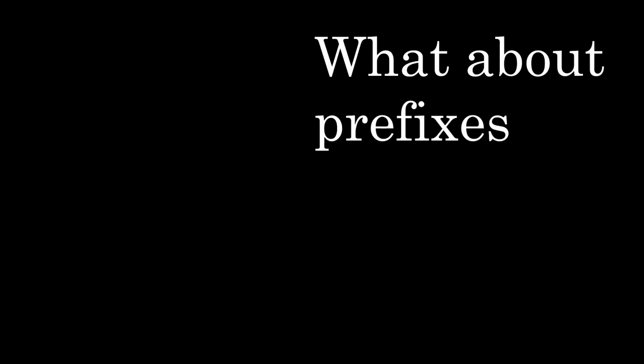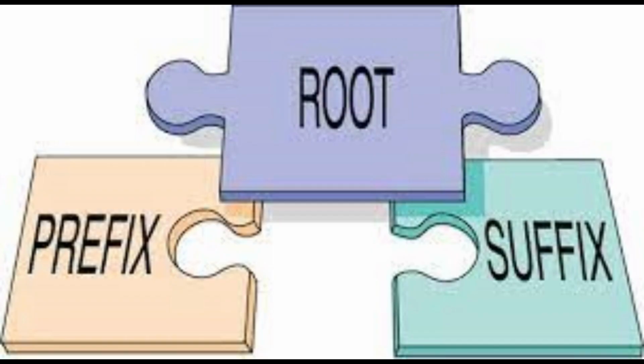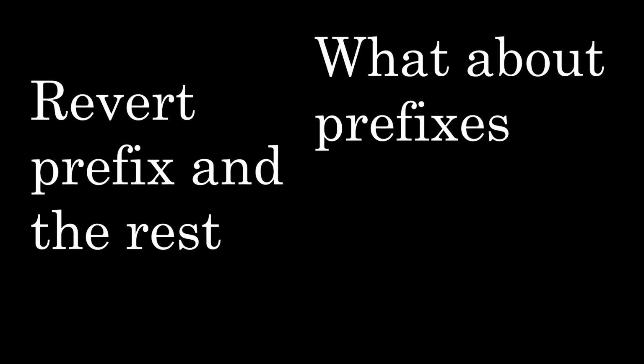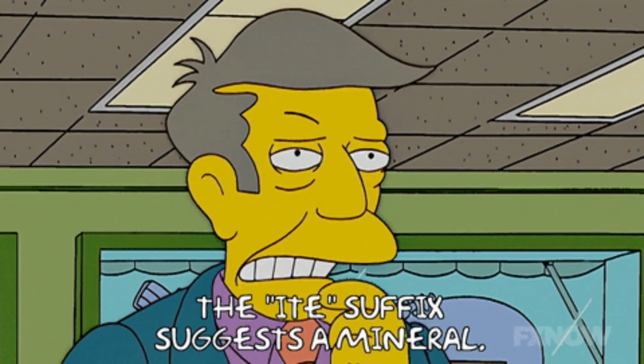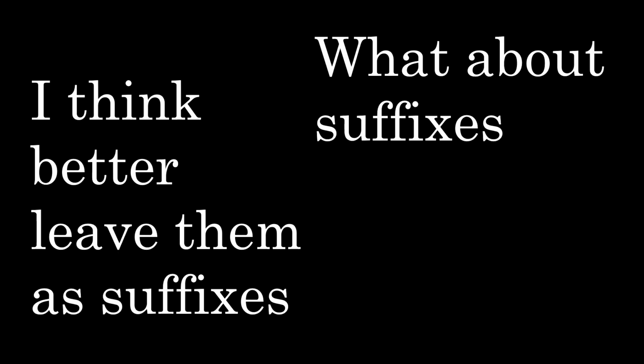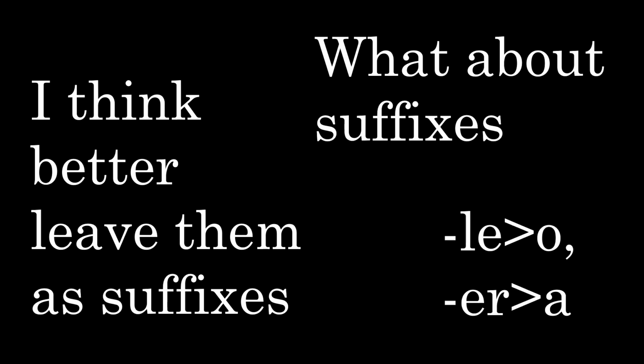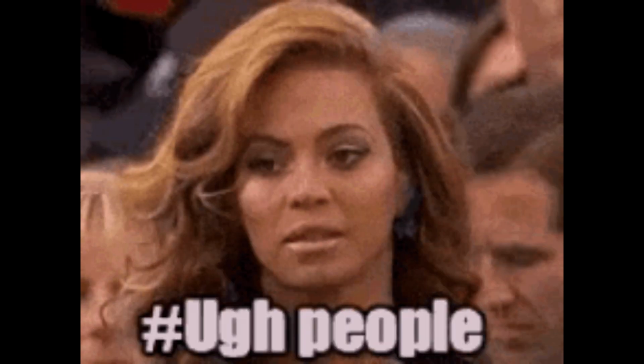Then the prefixes, pretty difficult. You can maybe revert the prefix with the root, or you can revert only part of the word or both parts. It depends. Then there are the suffixes. I think most times they are to be left as such, and the root can be reverted. In certain difficult ones, they could be totally transformed, so people becomes puppy.